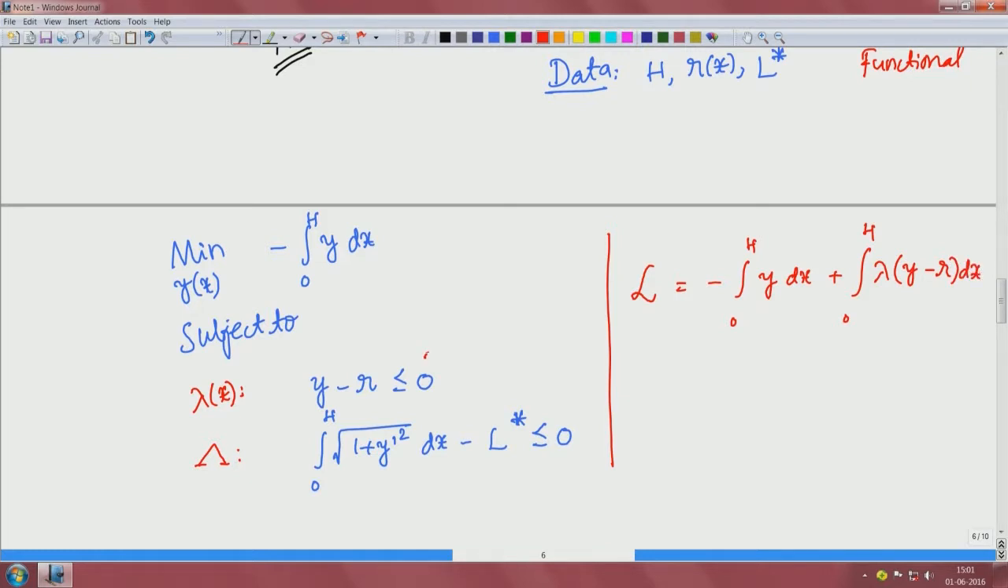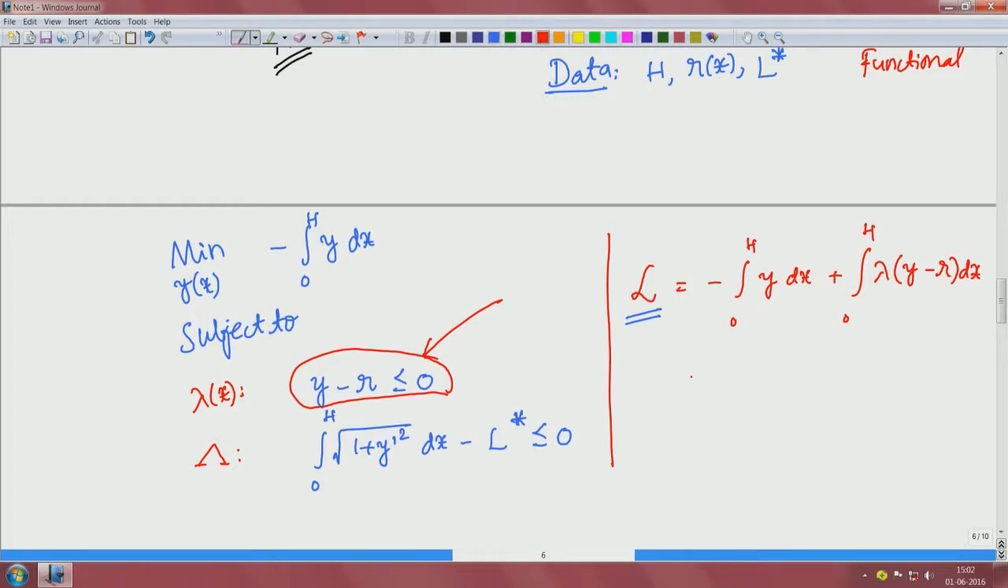Note again that this local constraint should be valid for all points in the domain. So, we have to integrate after multiplying the corresponding lambda. Lambda is also defined everywhere, this constraint is also defined everywhere. We multiply everywhere and add, because ultimately our Lagrangian is a functional, it should be a scalar.